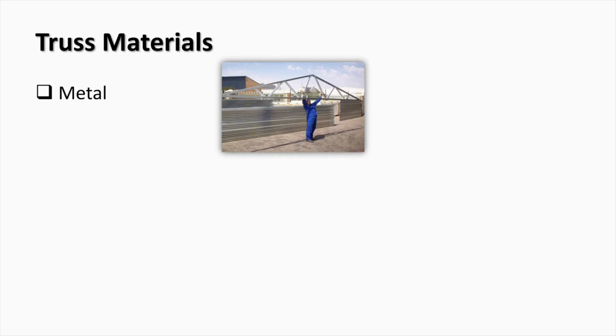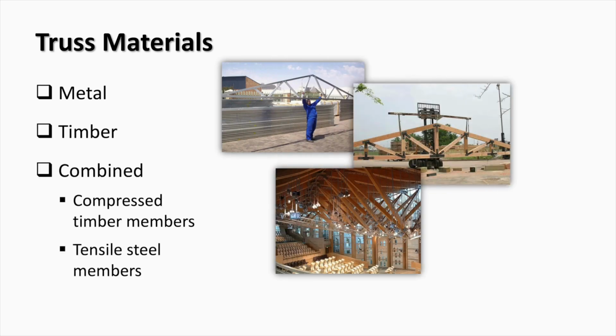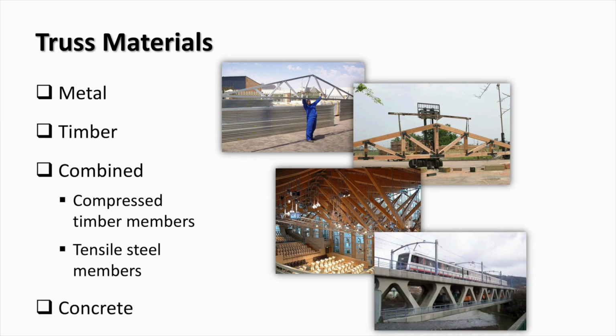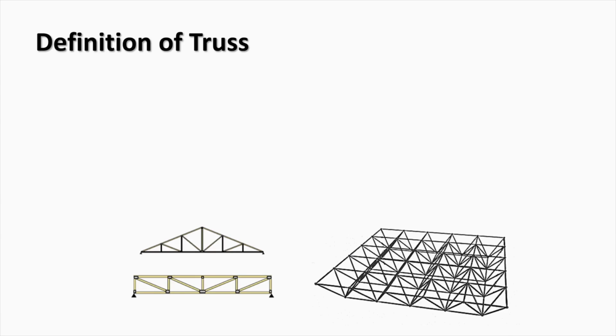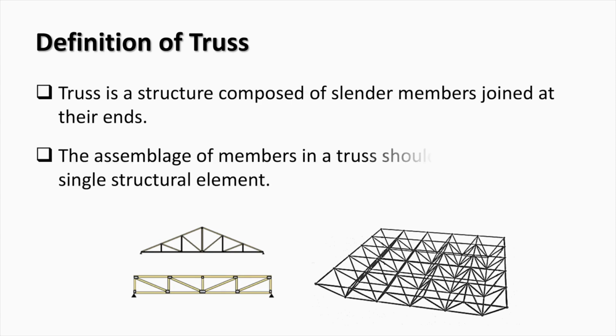Trusses can be made of different materials, including metal, timber, combined from compressed timber members and tensile steel members, and concrete. In structural engineering, a truss is defined as a structure composed of slender members joined at their ends. In a truss, the members should be organised in such a way as to make the entire assembly behave as a single structural element.